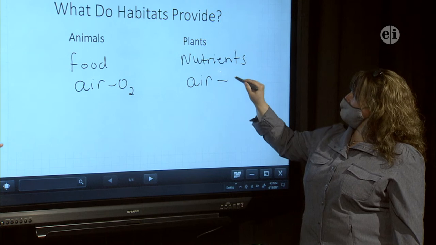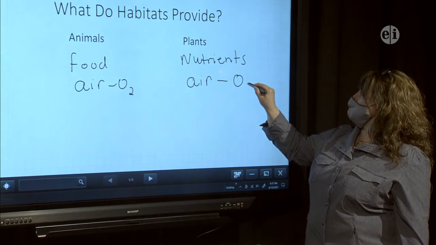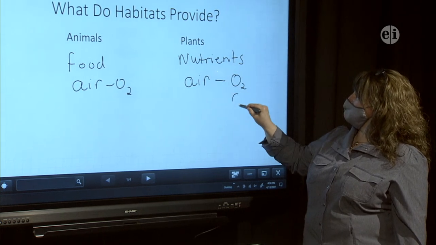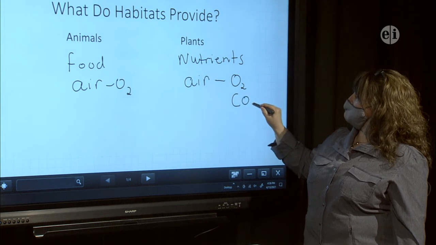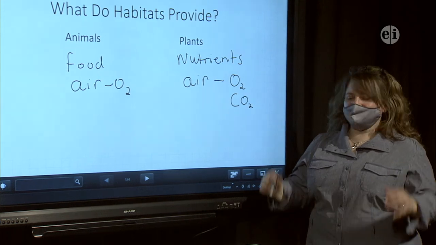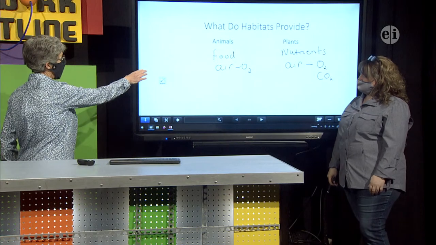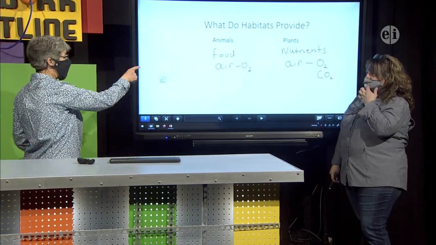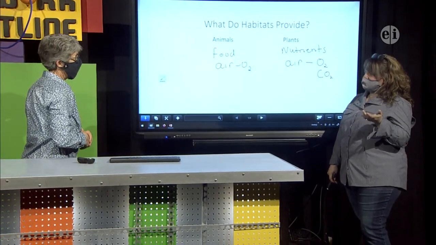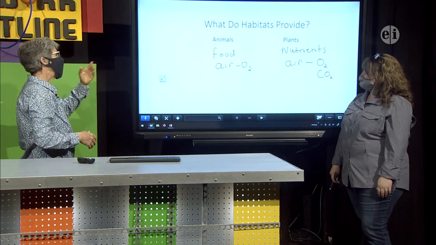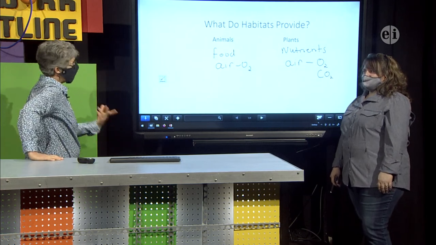I thought they produced O2. They do produce O2, but they also need it. And CO2. Good job. Carbon dioxide, that they take in. Yes. And we get rid of it, so we don't need it. But the plants need to break their food down, and oxygen's required for that. Okay, cool. So we have food, we have air. We're doing pretty good. What else might we need?